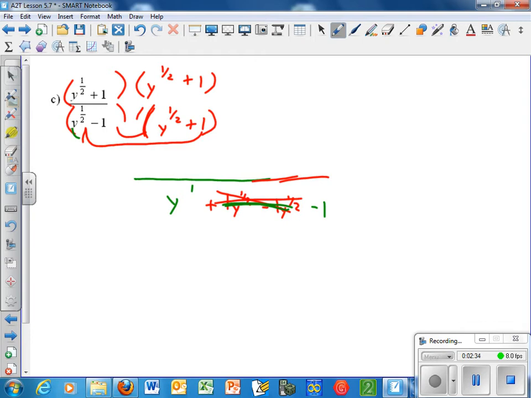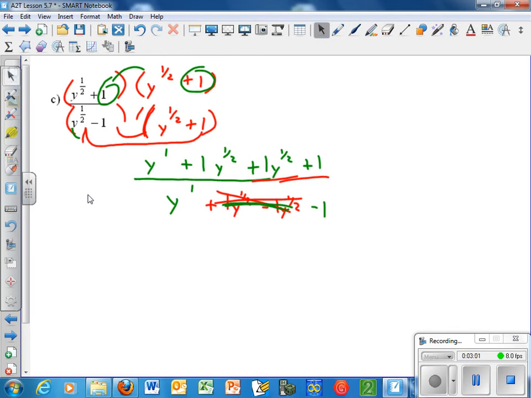Now on the top, we're not going to have those outside and insides drop out. Okay, notice we're multiplying y to the 1 half plus 1 times y to the 1 half plus 1. So we're going to have y to the first, again adding 1 half and 1 half is 2 halves or 1, plus 1y to the 1 half. Then when I do my inside terms, it's also plus 1y to the 1 half, and then my last terms would be positive 1 and positive 1. Multiply them, it's plus 1.